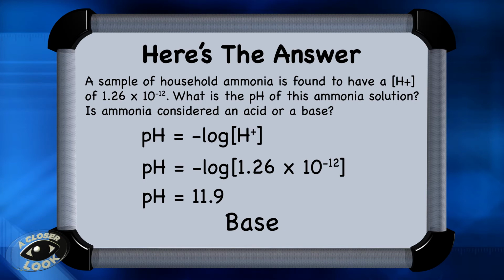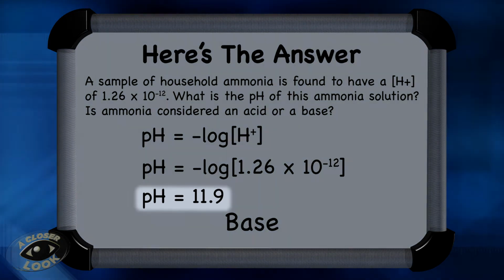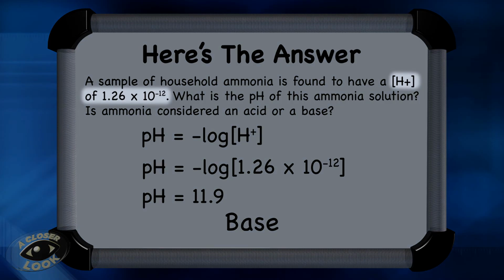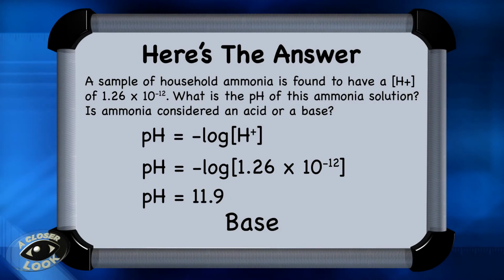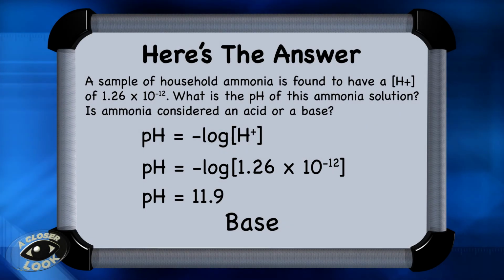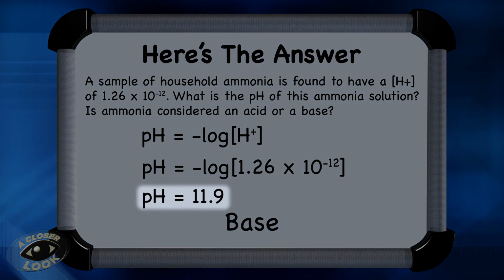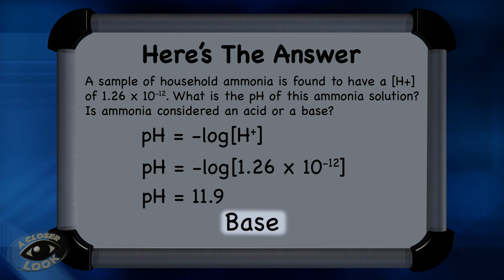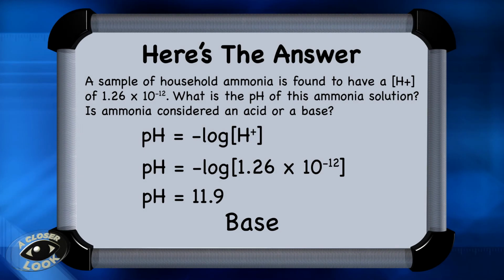Did you get that the pH is 11.9? If you did, good work. This was found by taking the hydrogen ion concentration and plugging it into the pH equation. So we took the negative log of 1.26 times 10 to the negative 12, and that gave us 11.9. The follow-up question asked if ammonia is considered an acid or a base. Since the pH is greater than 7, it would be a base. So the ammonia solution is a base.